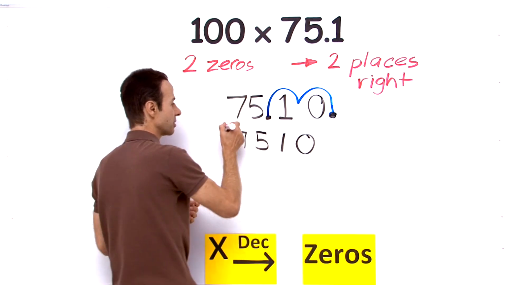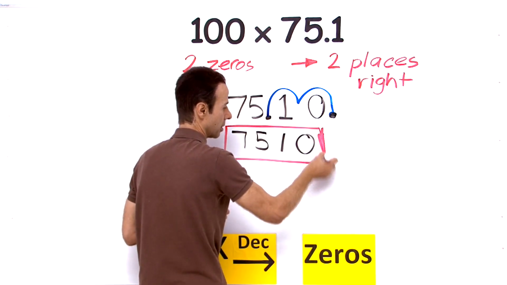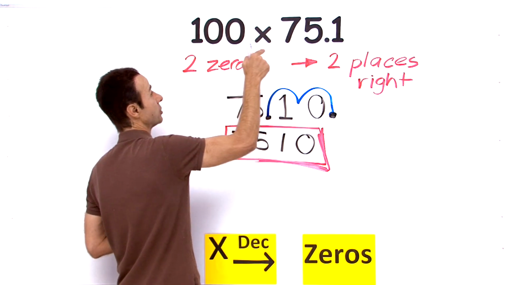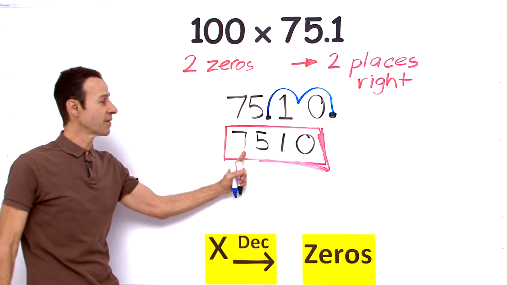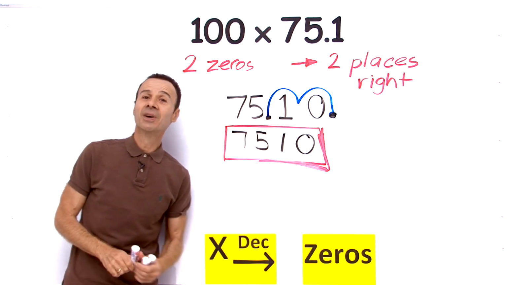So the answer is 100 times 75.1 is 7,510. There you go. I hope that helps.